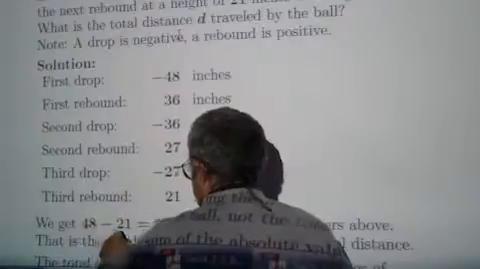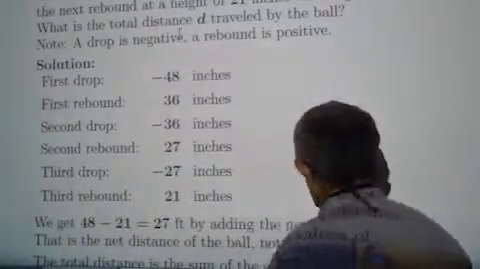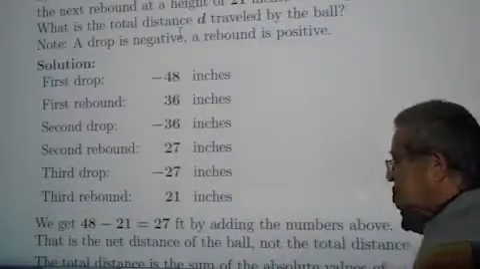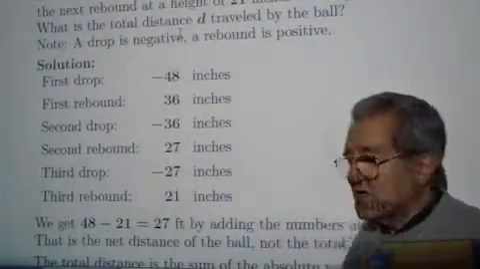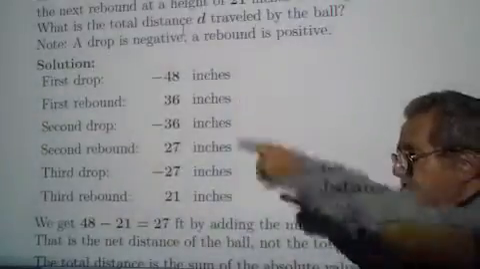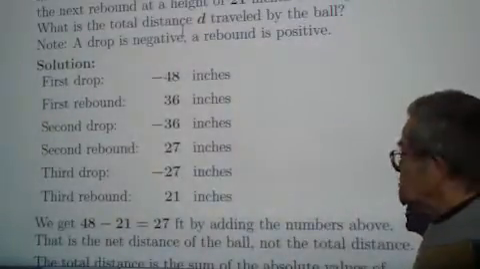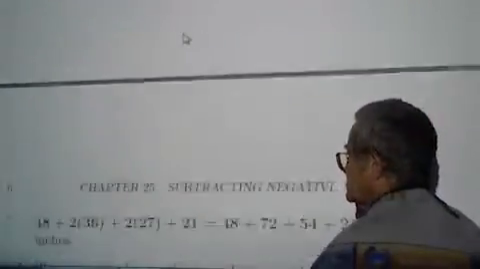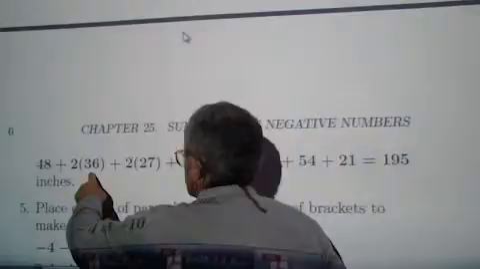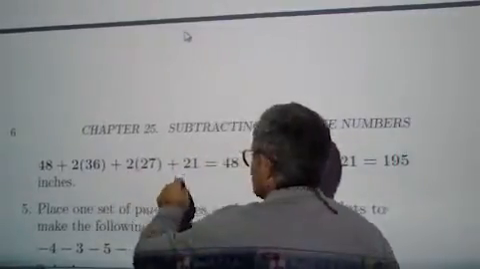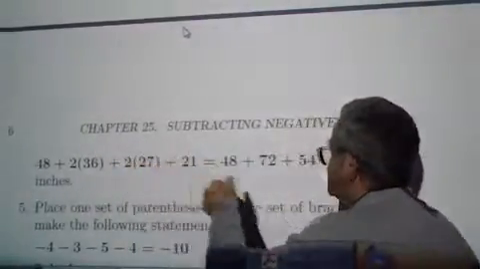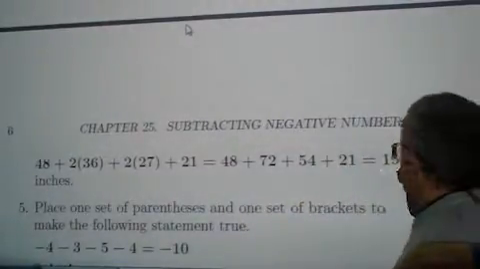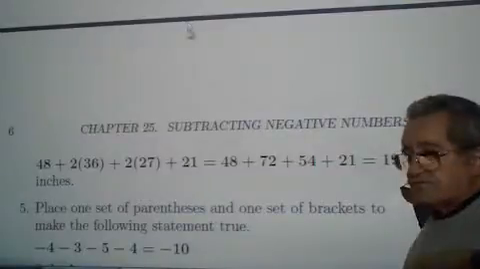So how far did this travel? We get 48 minus 21, which is 27, by adding the numbers above. But be careful. This is not the total distance that the ball traveled. It traveled this way, plus this, plus this, plus this, plus this. So the absolute value of all these numbers, which means 48 plus 2 times 36 plus 2 times 27 plus just 1 rebound to 21, and that was it. And my answer is 195 inches.